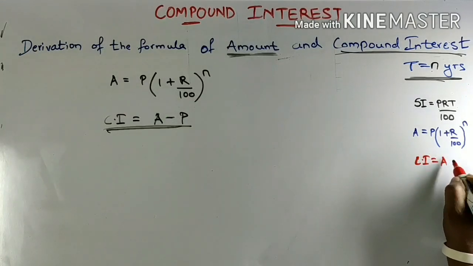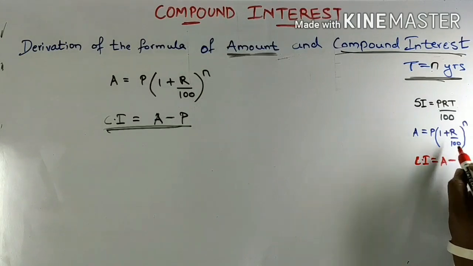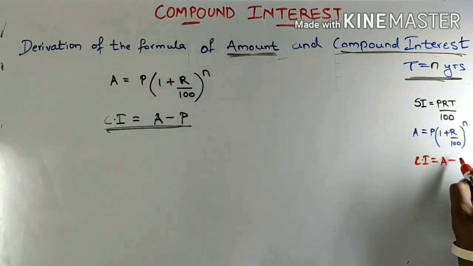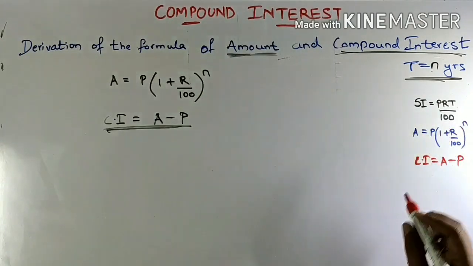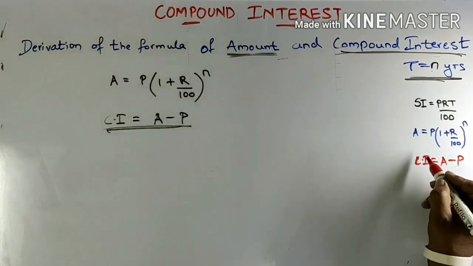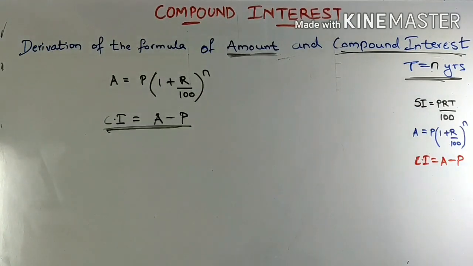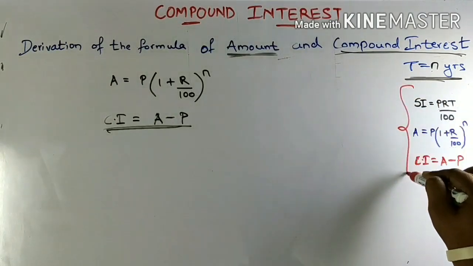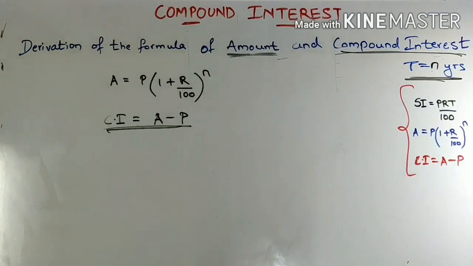that is, the total amount at the end of the tenure, which is found by this method, minus the initial principal which was kept or used for calculating the amount. Okay, so these are the three formulas which we are supposed to remember.